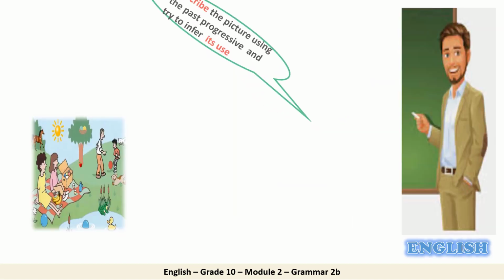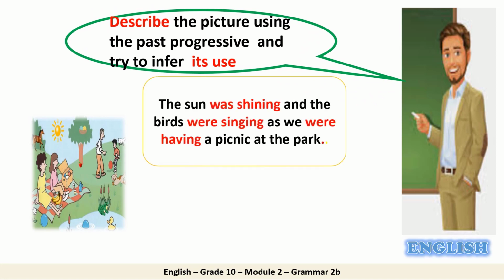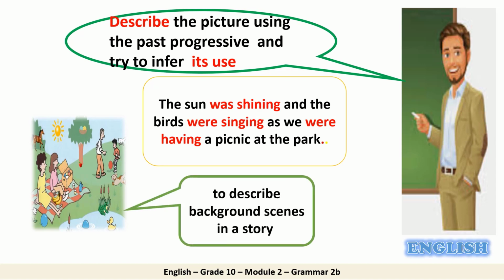Alright, so, any volunteer to describe the second picture? Yes? So, the sun was shining and the birds were singing as we were having a picnic at the park. So, why do we use the past progressive here? Yes? Excellent. So, the past progressive is used to describe background scenes in a story, to set the scene in a story.